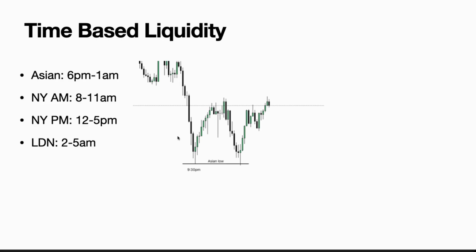So as you can see on the chart, this was Asia's low at 9:30 p.m., which is between 6 p.m. and 1 a.m. This is all New York time, by the way, which you should have your chart set to, as it's kind of just the universal time traders use.